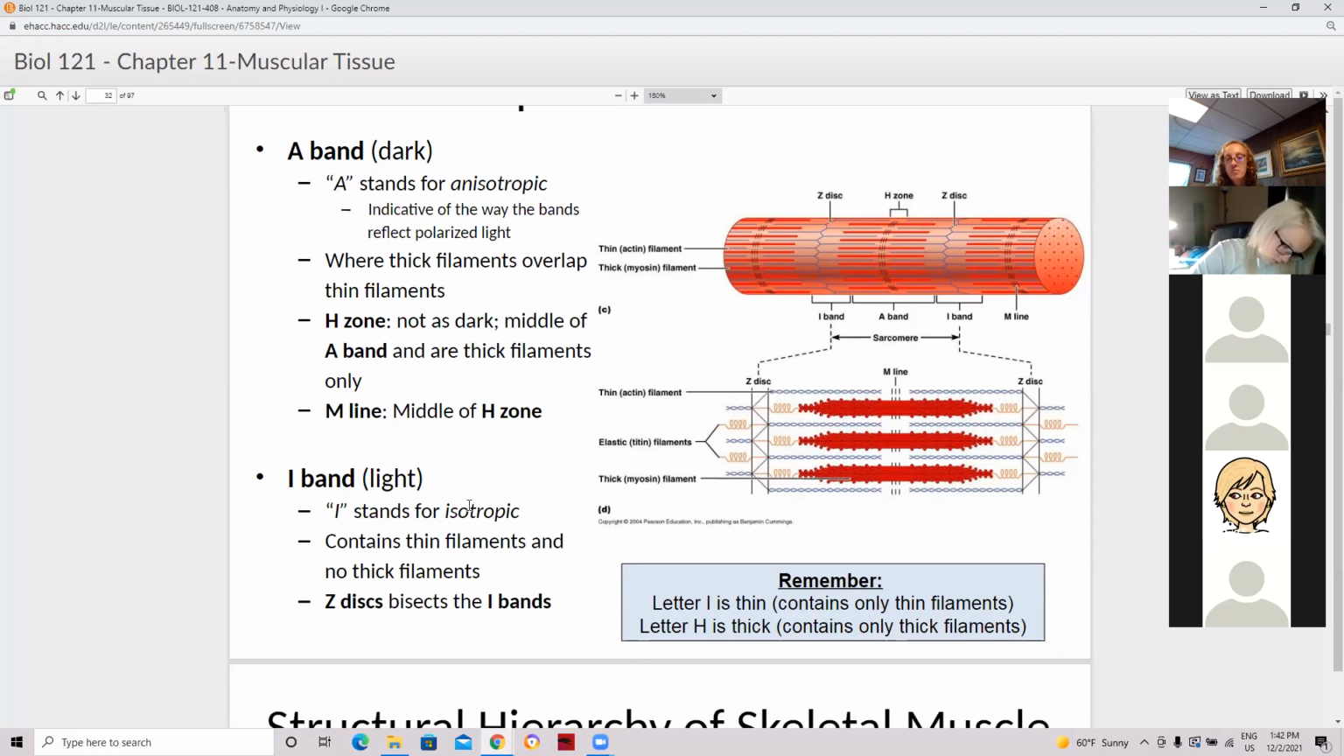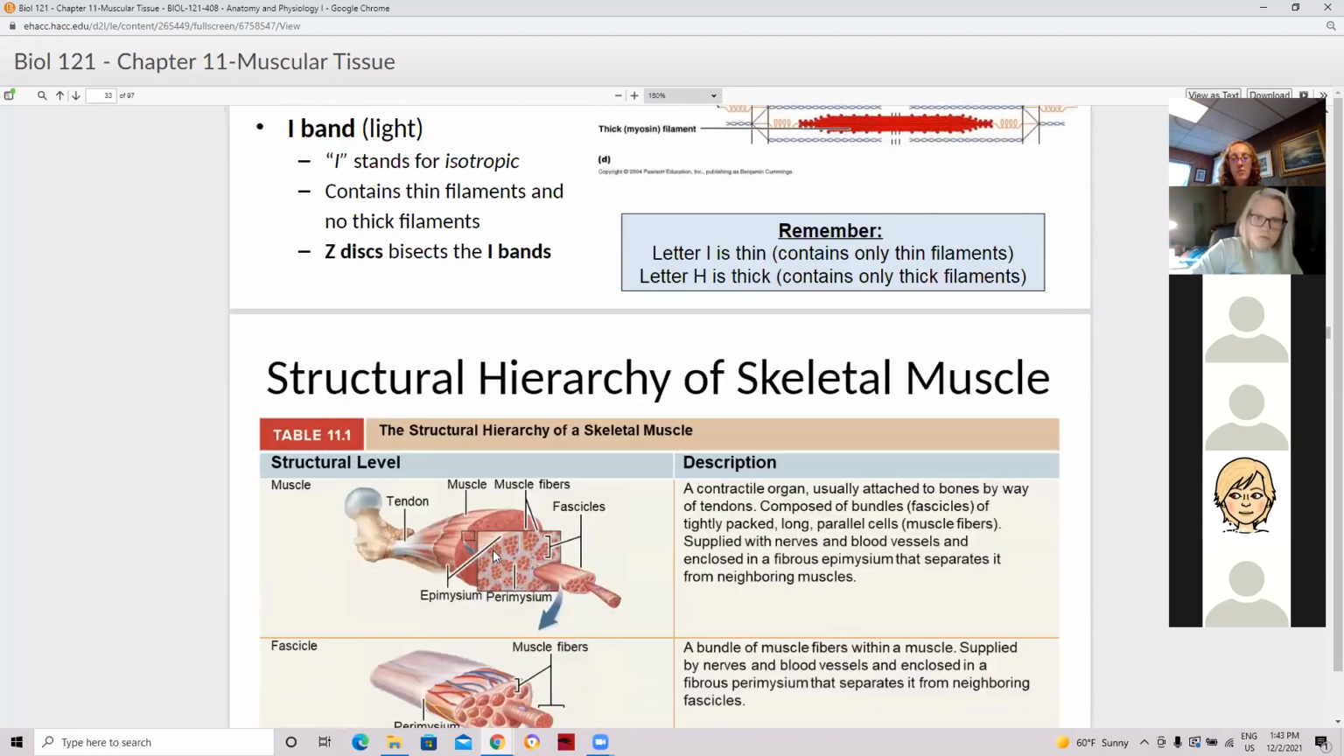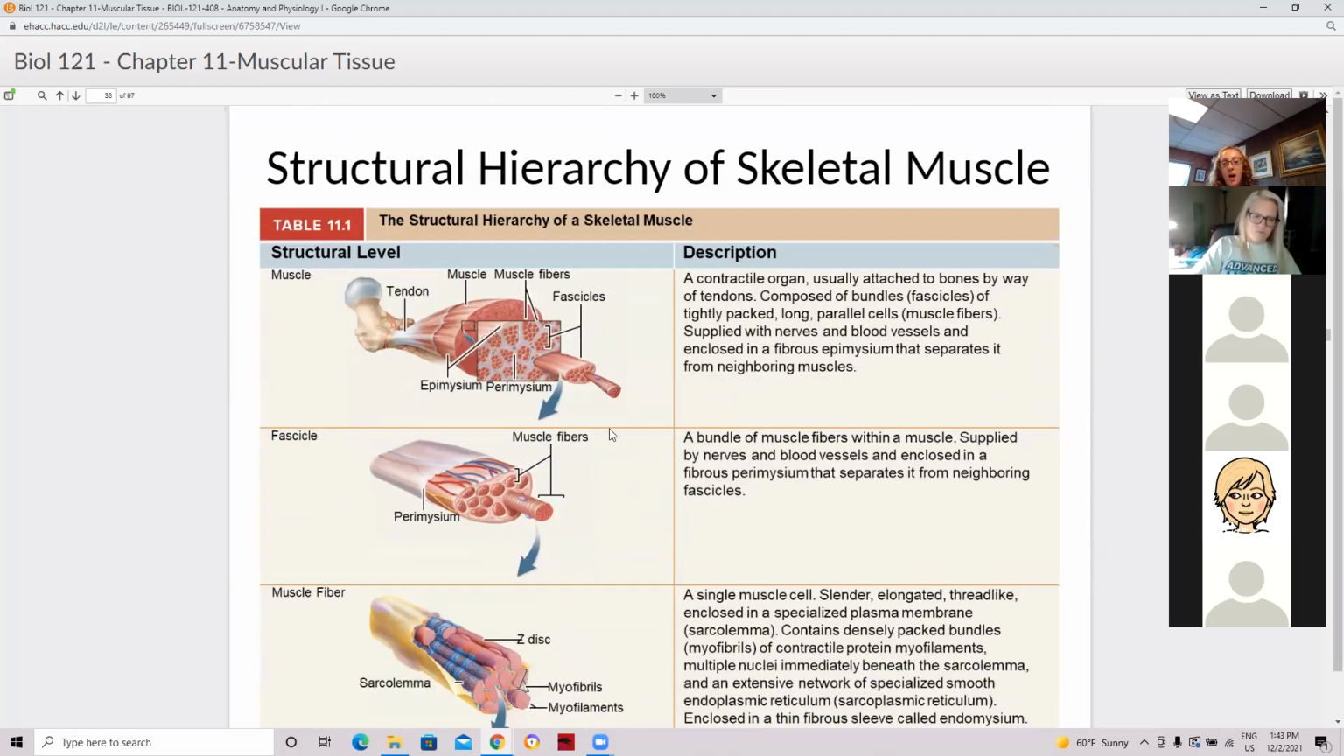I bands contain thin filaments and no thick filaments, and the Z discs bisect these I bands. Be patient with me for one more second here and we'll be done for today. This is just some summary slides. Read through these.